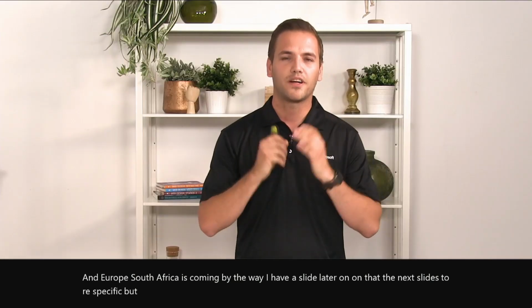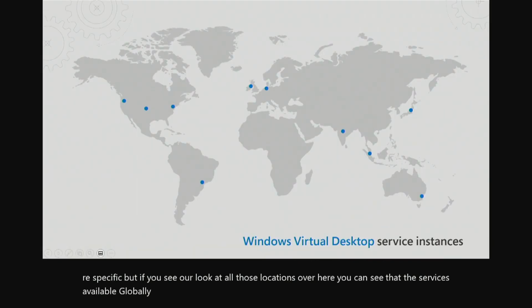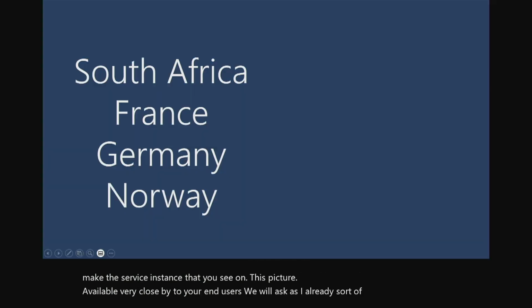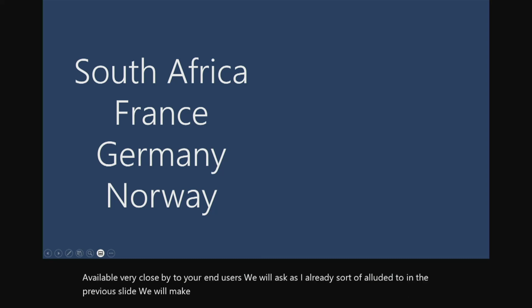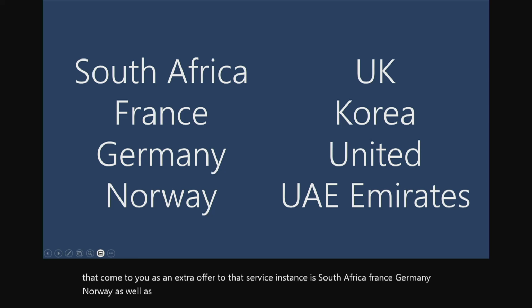If you look at all those locations over here, you can see that the service is available globally, worldwide. So no matter where your business is active, we have a point of presence, an instance available that can create a very low latency and very good user experience for your sessions. And to improve the availability of Windows Virtual Desktop and make the service instance available very close to your end users, as I already alluded to in the previous slide, we will make more locations available. The next upcoming locations are South Africa, France, Germany, Norway, as well as the UK, Korea, and United Arab Emirates.